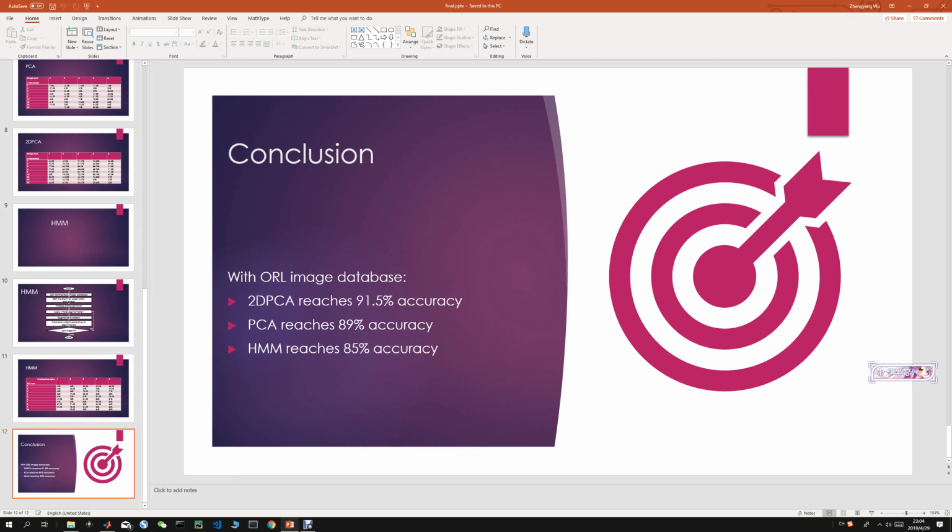Generally speaking, the project successfully simulated 2D PCA, PCA, and the Hidden Markov model. The Fisher's method is not complete because the recognition rate is very low.